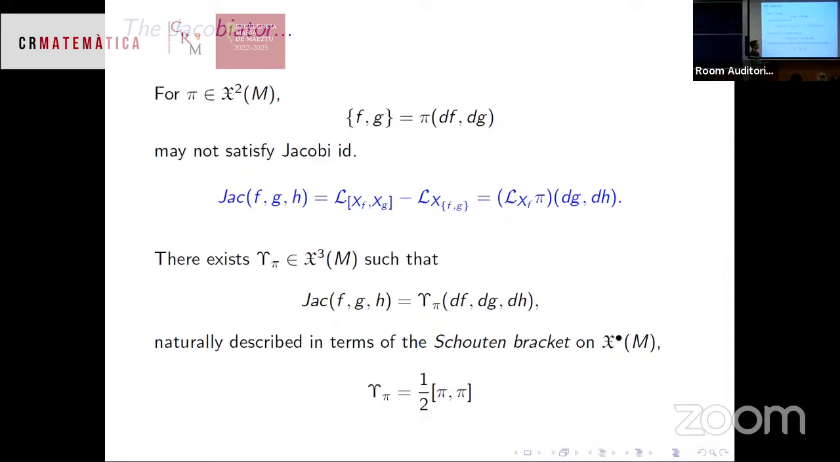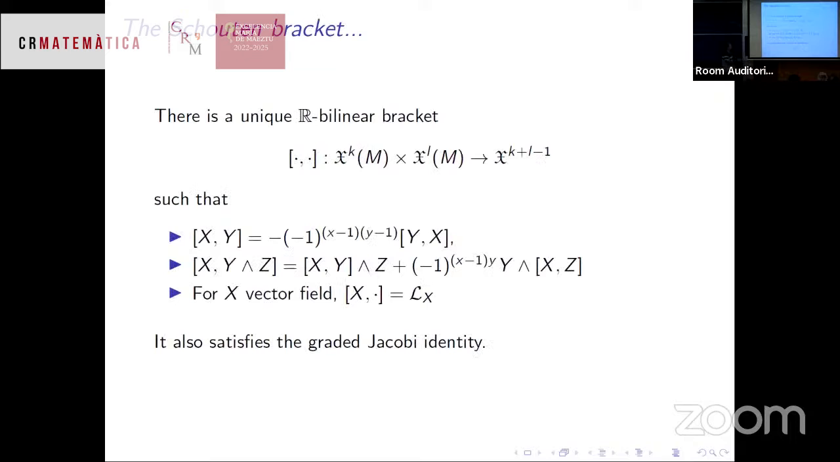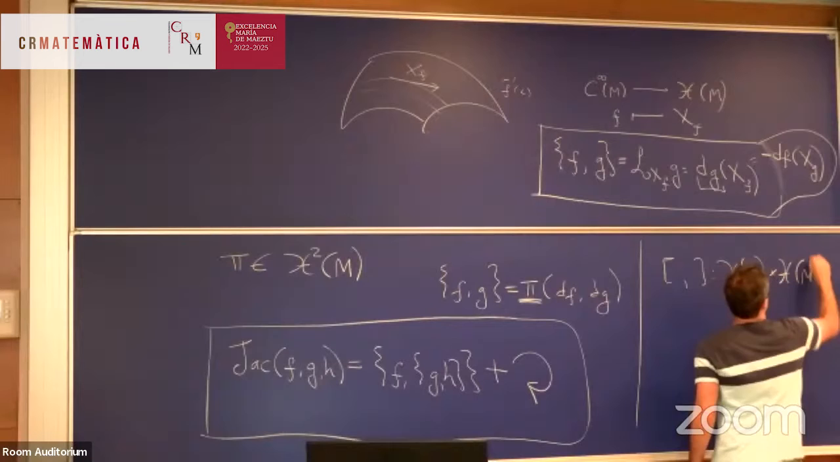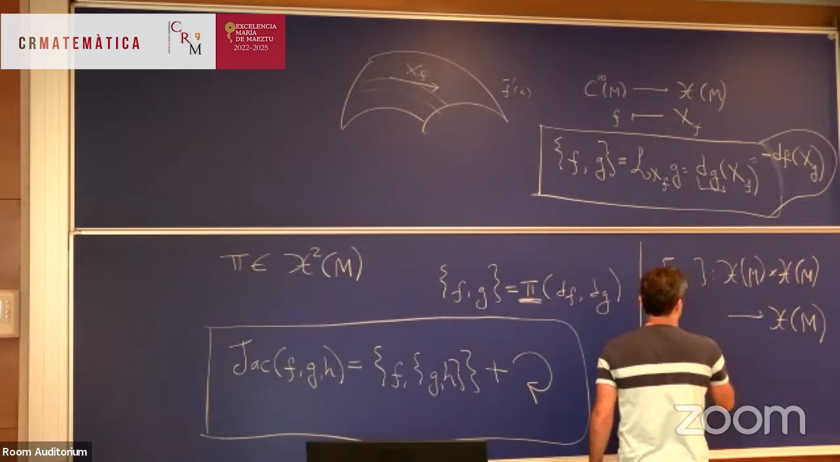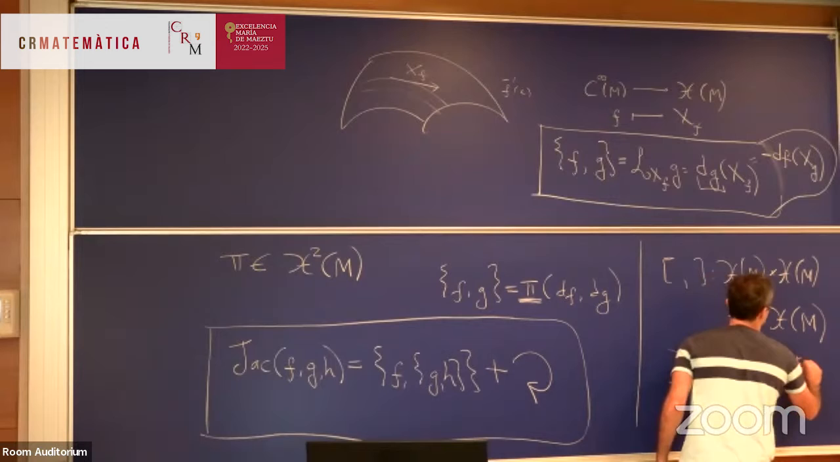I won't really make much use of the Schouten bracket here, but being an introductory course, I should mention at least what this bracket is. You're all familiar with the Lie bracket of vector fields. It turns out that there's an extension of this bracket to multivector fields, where by a multivector field I mean sections of wedge powers of the tangent bundle. And that's how you extend the bracket.